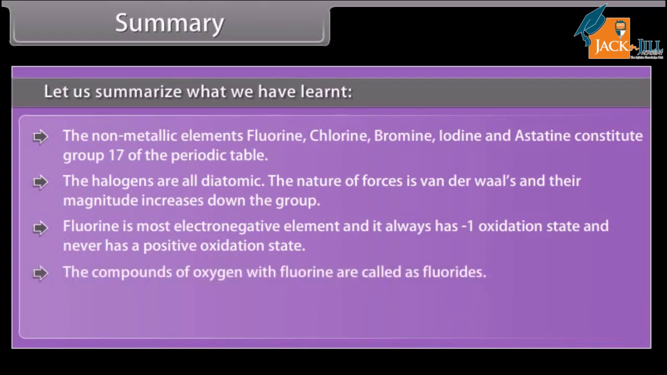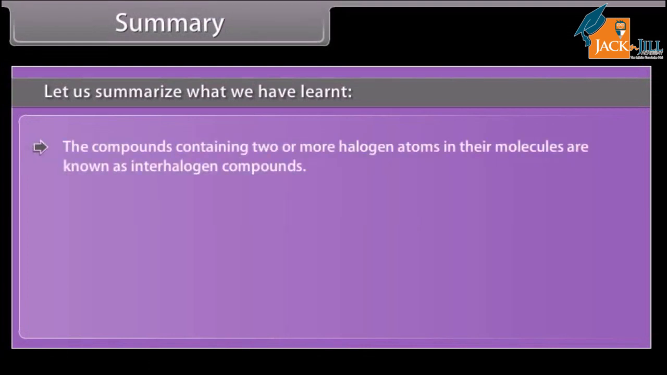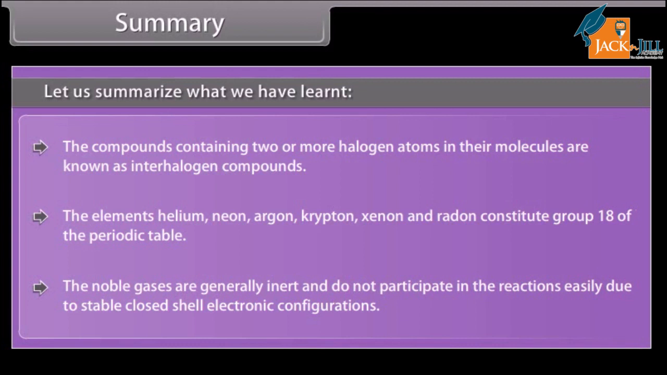The compounds of oxygen with fluorine are called fluorides. The acid strength of oxoacids of the same halogen increases with increase in oxidation state of the halogen. The compounds containing 2 or more halogen atoms in their molecules are known as interhalogen compounds. The elements helium, neon, argon, krypton, xenon and radon constitute group 18 of the periodic table. The noble gases are generally inert and do not participate in reactions easily due to stable closed-shell electronic configurations.